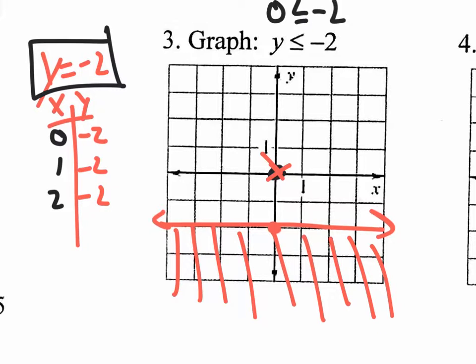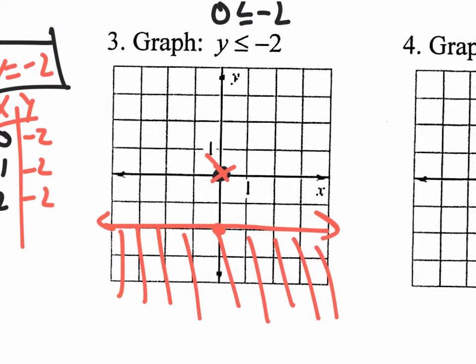Okay, so that's how you determine how to shade. You pick a point, check if it works. If it works, you shade in that side. If it doesn't work, you shade in the other side.